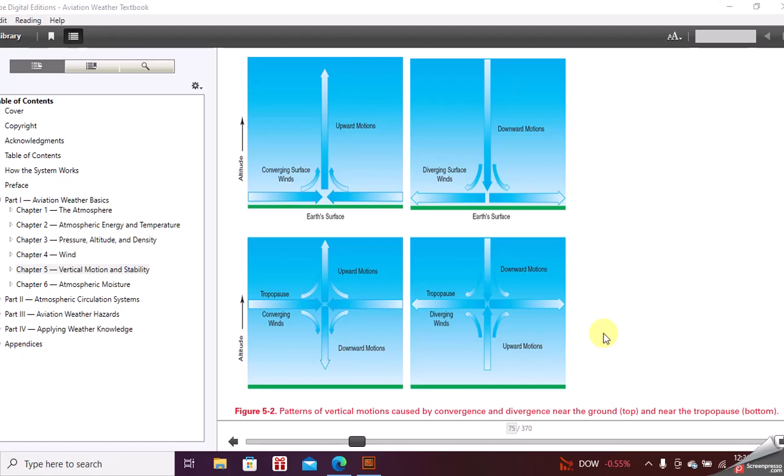Okay, let's start with talking about wind. We talked about wind last week. We're going to add a vertical component to air motion this week. Vertical velocity influences much in the way of weather.